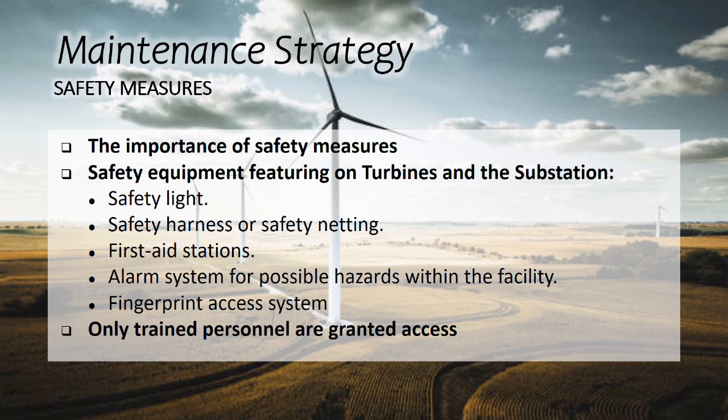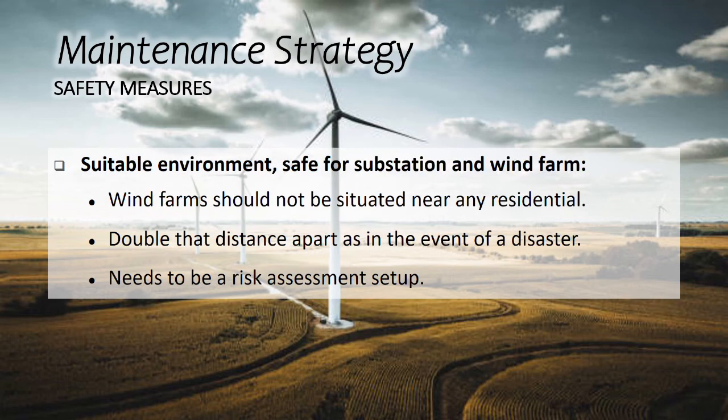There are fingerprint access systems implemented in both the wind farm and substation, allowing only trained personnel access into both facilities. The wind farm and substation should not be located near residential areas, as the large wind turbines pose a threat to civilians in the event of disaster, and substations emit electromagnetic fields which could be harmful to human beings. Risk assessments need to be set up to evaluate all parts of the wind turbines and substation that pose a threat to personnel, civilians, or parts of the turbines themselves.